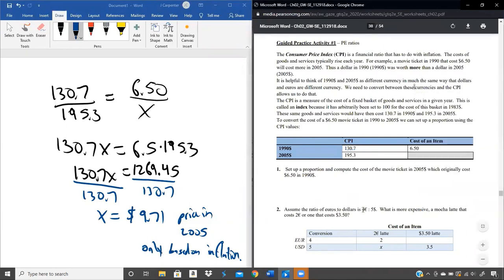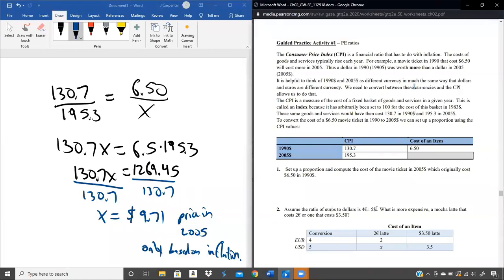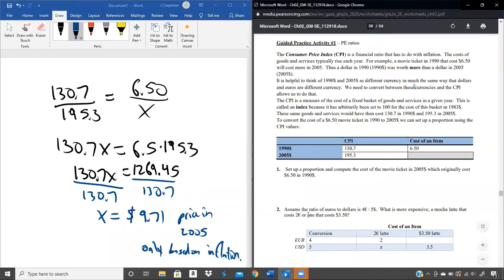So assume the ratio of euros to dollars is 4 euros is $5. So the opposite of what I said last time. Not that it matters. I said we had a stronger dollar. They say we have a weaker dollar. What is more expensive, a mocha latte that costs 2 euros or one that costs $3.50?